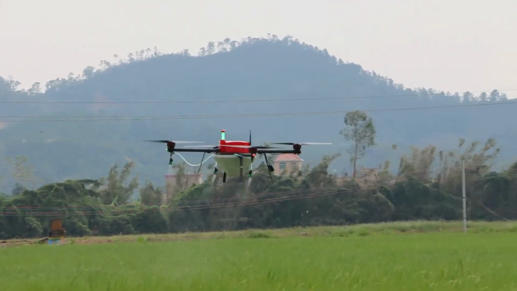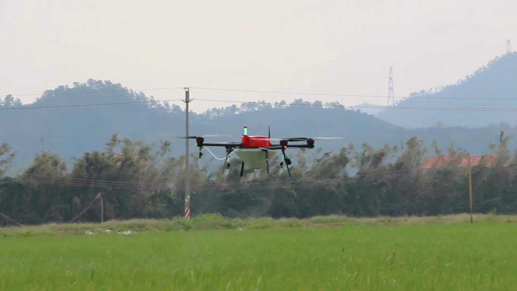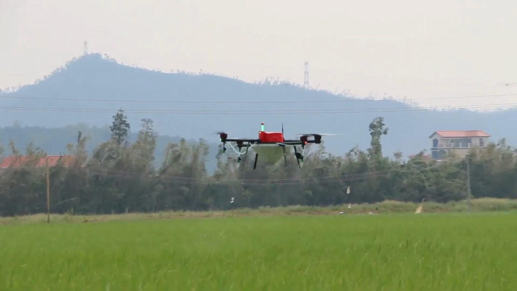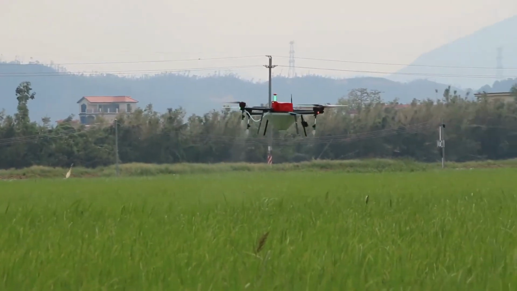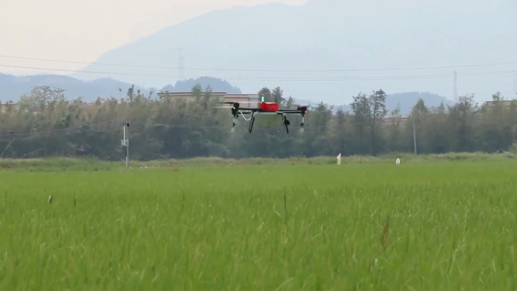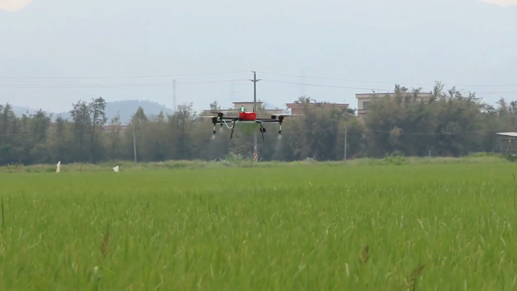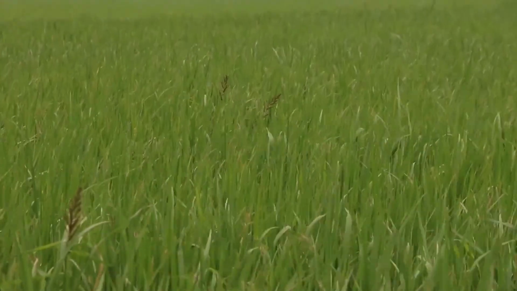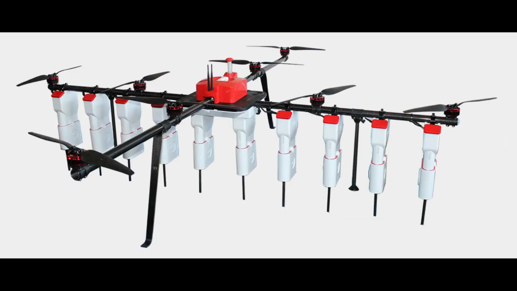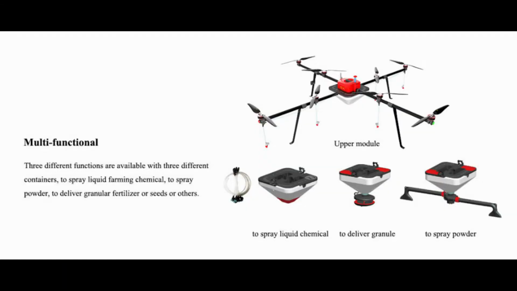We have 3 models of agricultural drone. Three different functions are available with 3 different containers: to spray liquid farming chemicals, to spray powder, to deliver granular fertilizer, to deliver seeds, and so on.